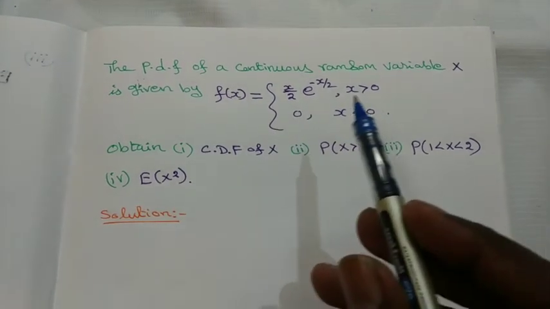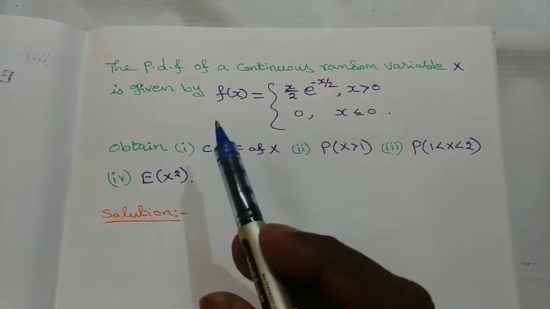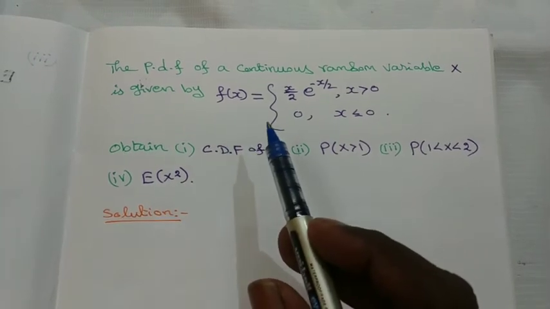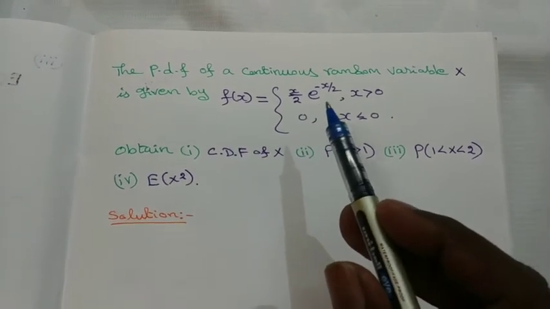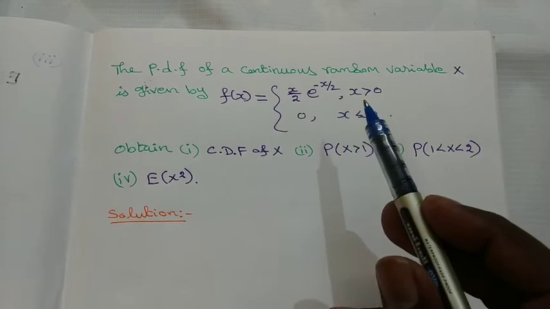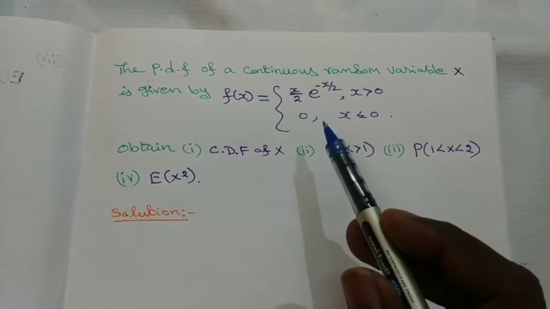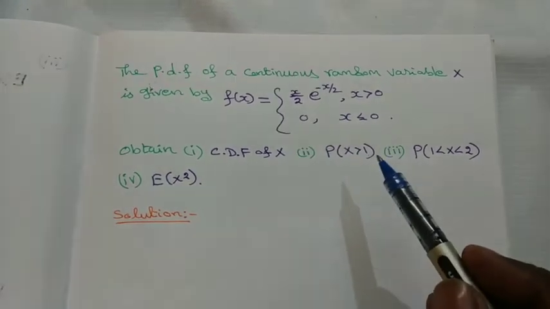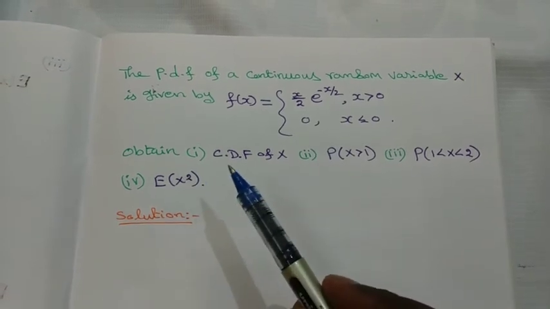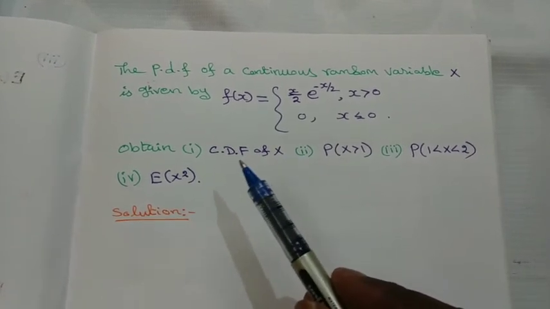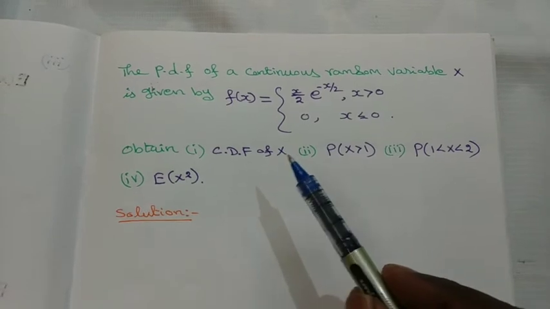The PDF of a continuous random variable X is given by f(x) = (x/2) e^(-x/2) for x > 0, and 0 for x ≤ 0. Obtain the CDF of X. CDF means cumulative distribution function.